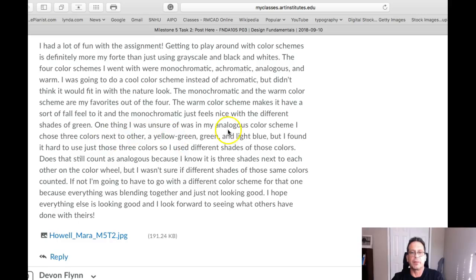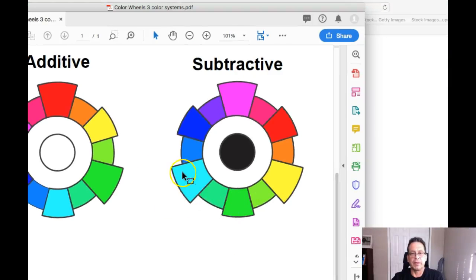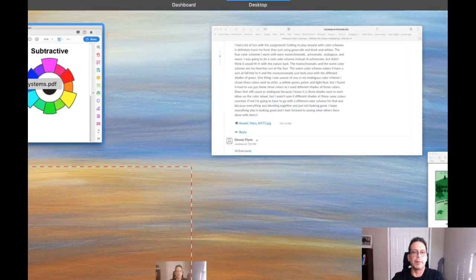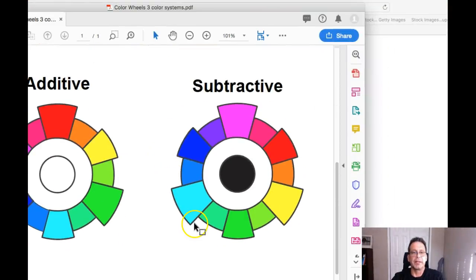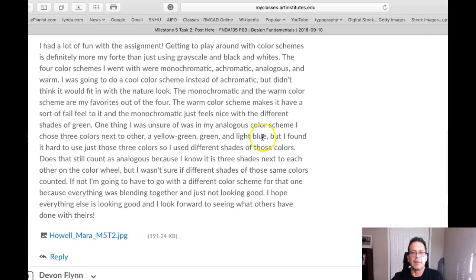Okay, you're talking about the one you're thinking of, analogous color schemes. I chose colors next to each other, a yellow, green, green, light blue. So analogous. So you're somewhere down in here, right? And if you're in a traditional color system, you're right over here somewhere. But I have a feeling you're using a subtractive or additive color system. So I'm guessing that we're right in here somewhere. Okay, so yes, that's analogous colors.